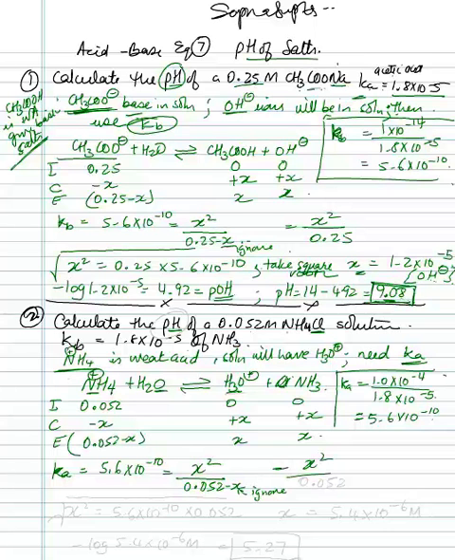So X squared over 0.052, and so then our X squared is equal to 5.6 times 10 to the negative 10 times 0.052. Take the square root of everything, and so then X is equal to 5.4 times 10 to the negative 6 molarity. Now this is the hydronium ion concentration, which we are in luck because we're asked to calculate the pH, and pH is of hydronium ion. So negative log of 5.4 times 10 to the negative 6 molar is equal to 5.27.